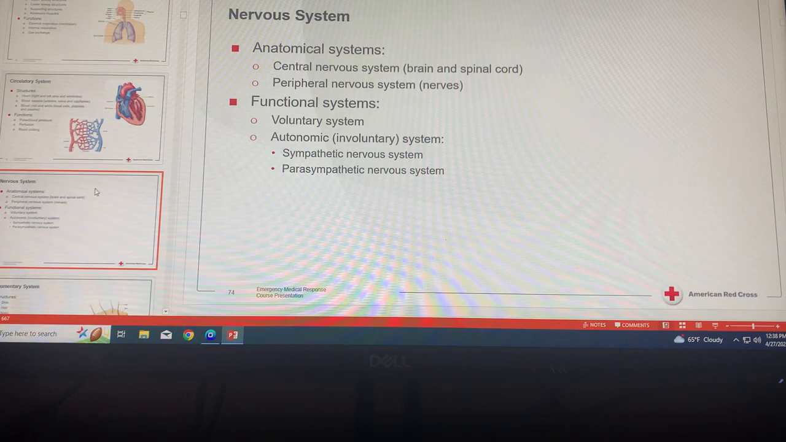The peripheral nervous system is the portion of the nervous system located outside the brain and spinal cord, which includes the nerves to and from the spinal cord. These nerves carry sensory information from the body to the spinal cord and brain, and motor information from the spinal cord and brain to the body.